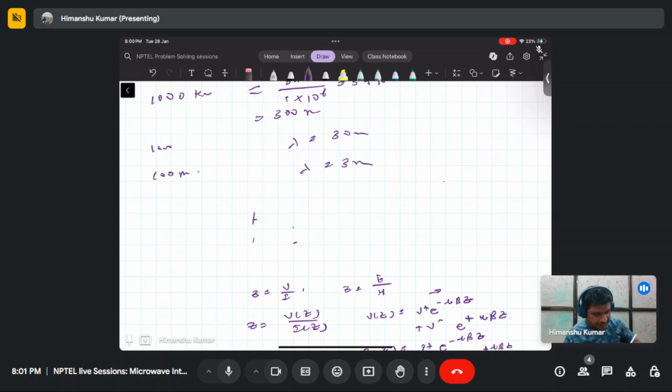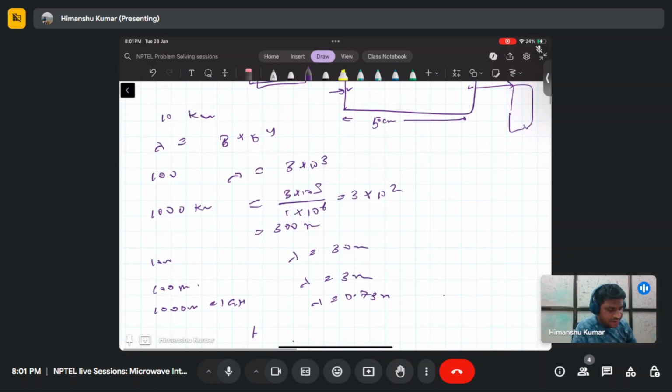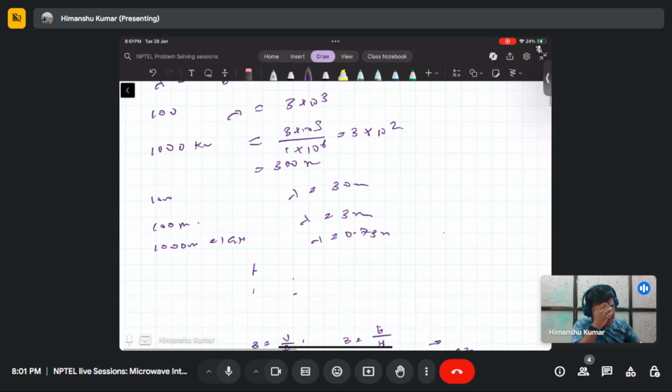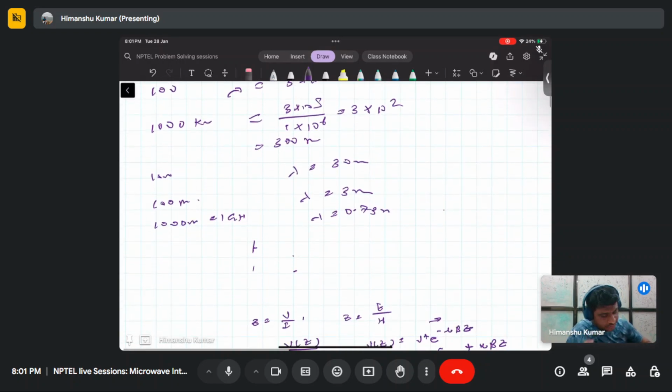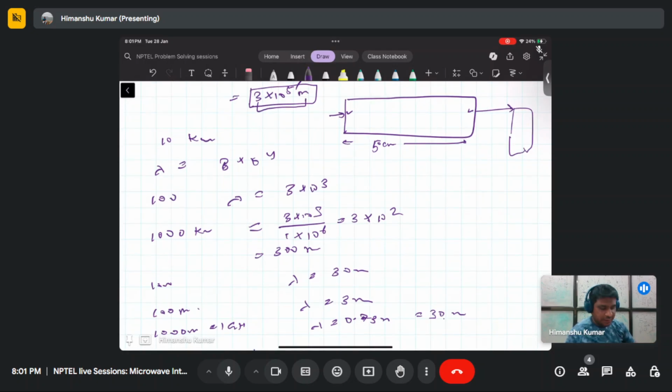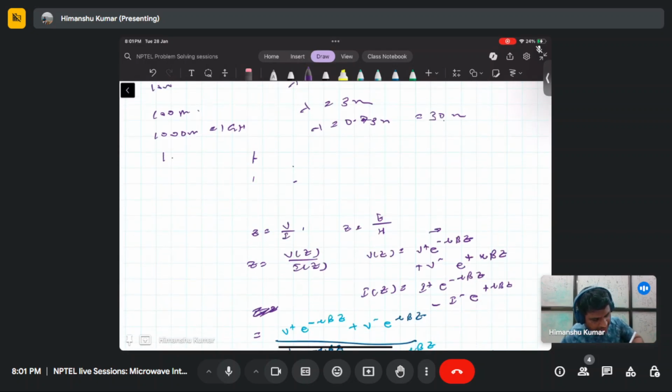If you take 100 megahertz, lambda becomes 3 meters. And if you take 1000 megahertz, which is 1 gigahertz, your wavelength becomes 0.3 meters, which equals 30 centimeter. Now let's say this is a 5 centimeter line. You will start to see the effect, and if you take 10 gigahertz, it will become 3 centimeter.